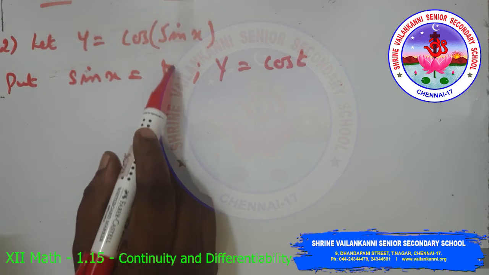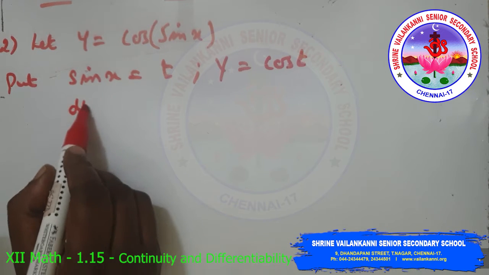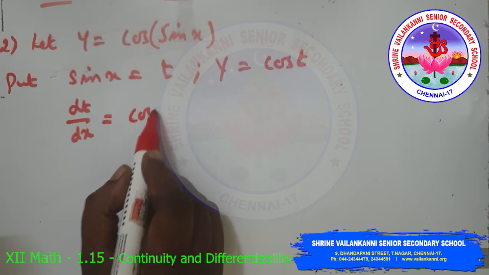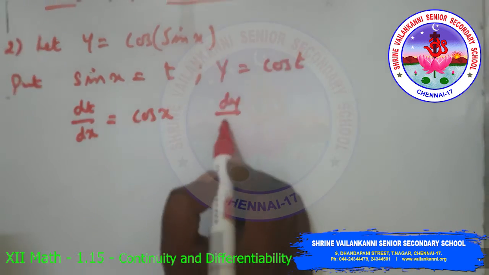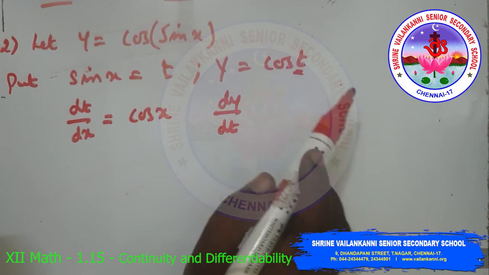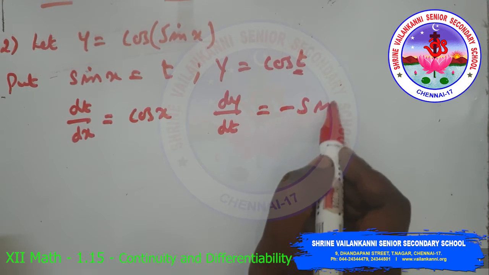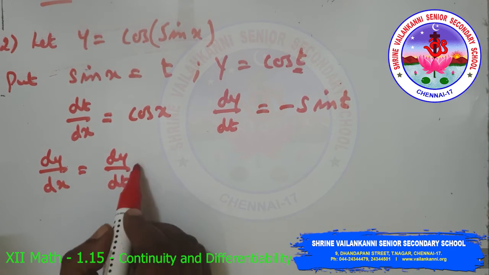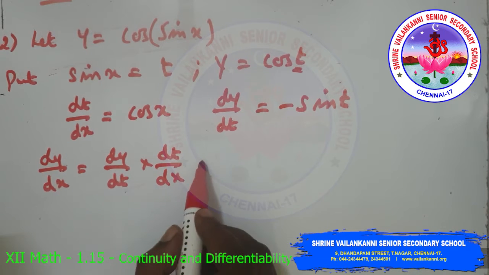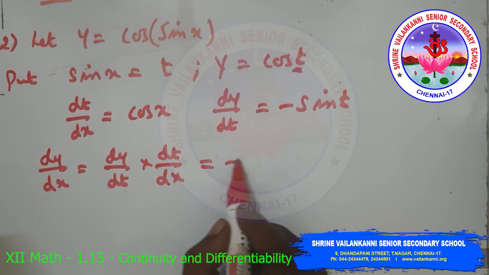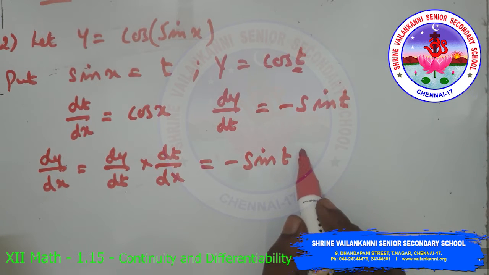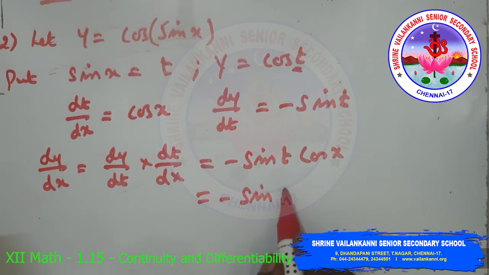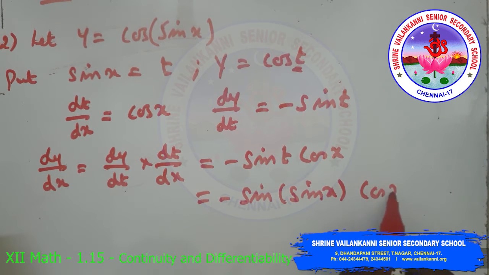Here dt by dx we can differentiate with respect to x. So dt by dx we get cos x, and dy by dt, differentiating this with respect to t, is minus sin t. So to find dy by dx, dy by dt into dt by dx is equal to minus sin t into cos x. Replacing t with sin x, we get minus sin of sin x into cos x.